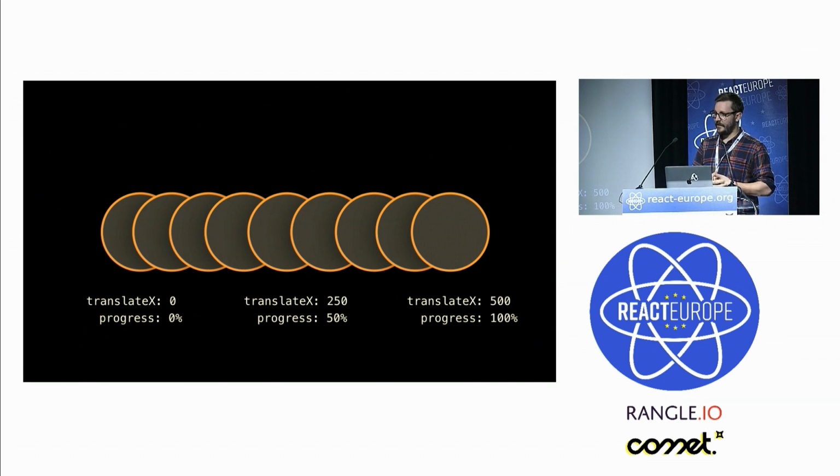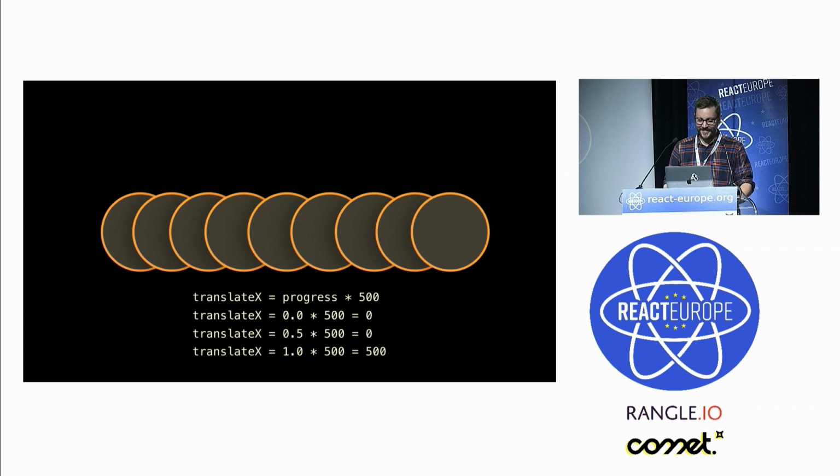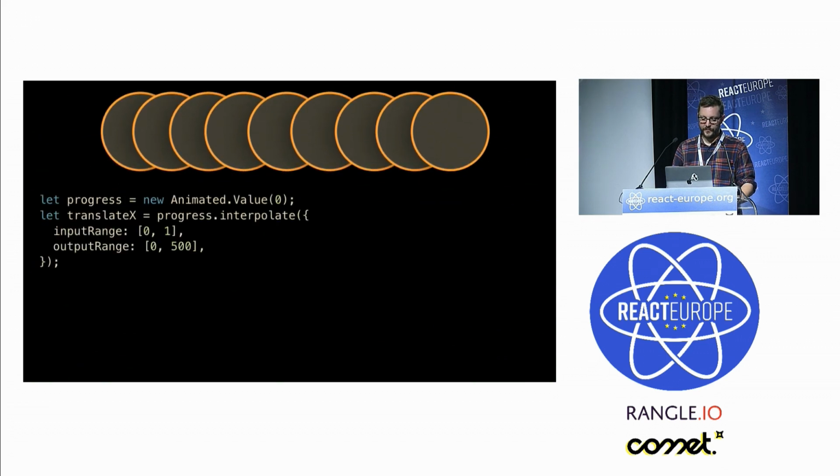points translated on the x-axis, and we would know that at 25%, can anyone guess what that would be at that point? Yeah, 125, right? So pretty straightforward stuff. So ultimately, it boils down to, oh, there's a typo there. But ultimately, it boils down to a simple calculation: we have some progress, we multiply it by something, and we end up with this value.